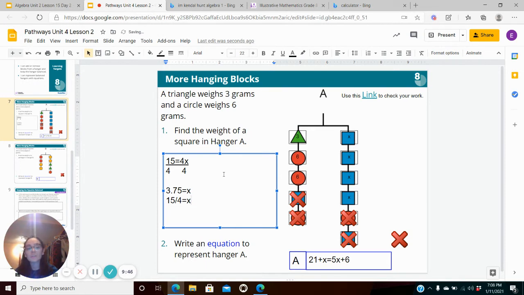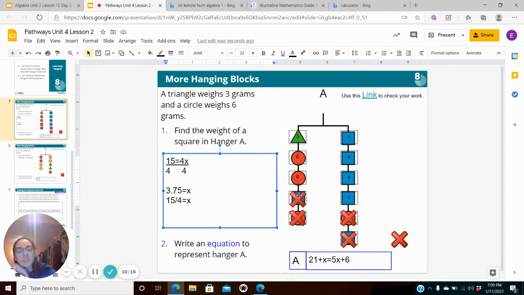Okay? So we're trying to figure out this weight here by canceling out the same amount on each side. I have one square on the left side, so I can cancel one out on the other side to maintain that equity. We're simplifying here, people. I have one circle on the left, I can cancel out one circle on the right, maintaining equity. Find the totals here, and then solve to find your value of x.